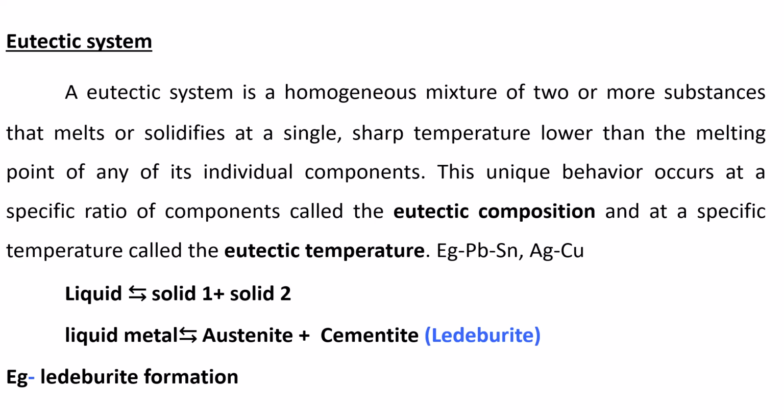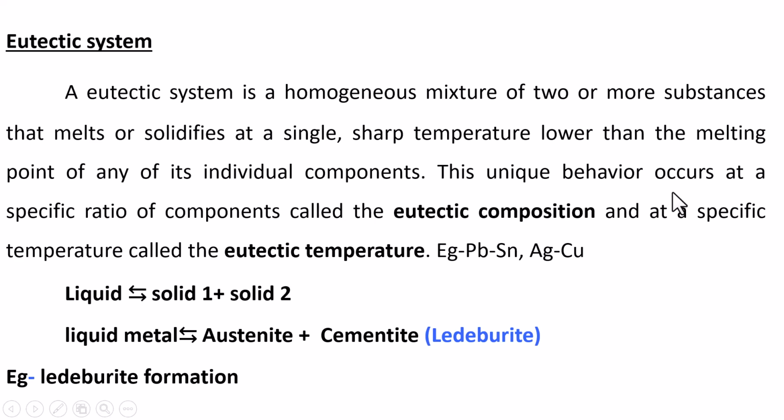Next is eutectic system. A eutectic system is a homogeneous mixture of two or more substances that melts or solidifies at a single sharp temperature lower than the melting point of any of its individual components. Eutectic means easy to melt. That means the eutectic point will give the lowest temperature at which the system melts.